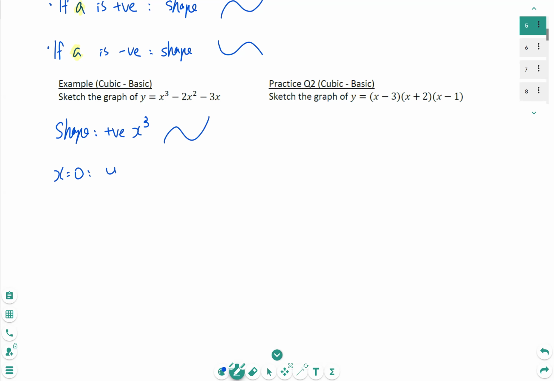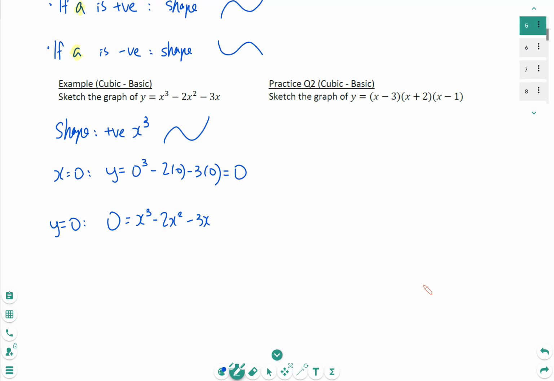When x equals 0, y equals 0 cubed minus 2 times 0 minus 3 times 0. Use your mental maths or the calculator just to make sure you get 0. Next, when y equals 0, 0 equals x cubed minus 2x squared minus 3x.